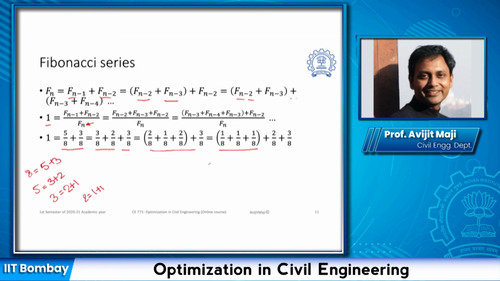Now let us look into what exactly can happen. Once we represent the number as 5 by 8 and 3 by 8, then this fraction is the same as what we obtain once we again decompose this number.